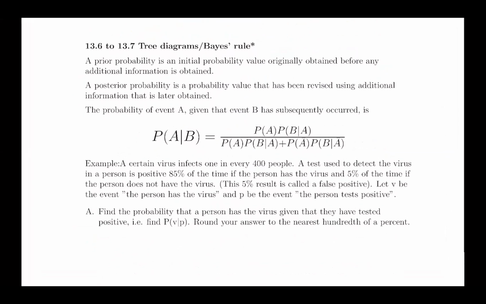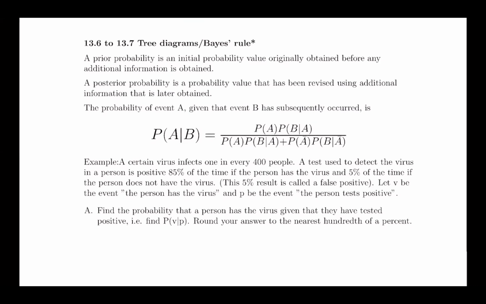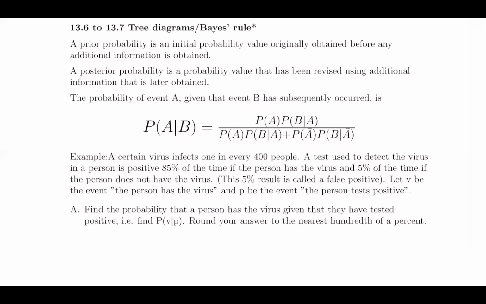So for this section, we're going to go over tree diagrams, but we're also going to go over Bayes' theorem, or Bayes' rule in this case. You do want to use a tree diagram when you're doing Bayes' rule because it will help you out for this problem. All right, so here is the formula. I'll go over how to do the formula, but I'll also go over how to do it by using the tree diagram.